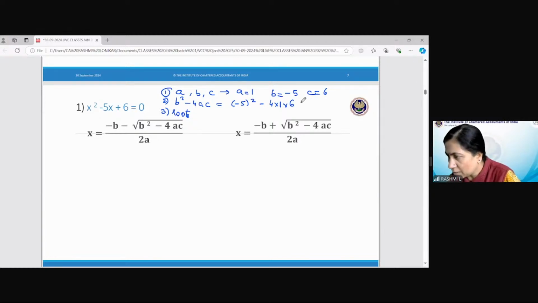So how much is this? This is equal to minus 5 whole square. Minus square is plus and 5 square is 25. Minus 4 6s are 24. So how much am I getting? Answer is 1. So b square minus 4ac is 1.